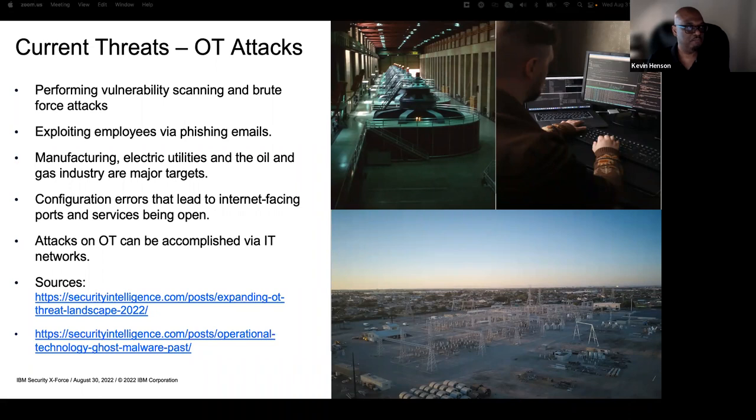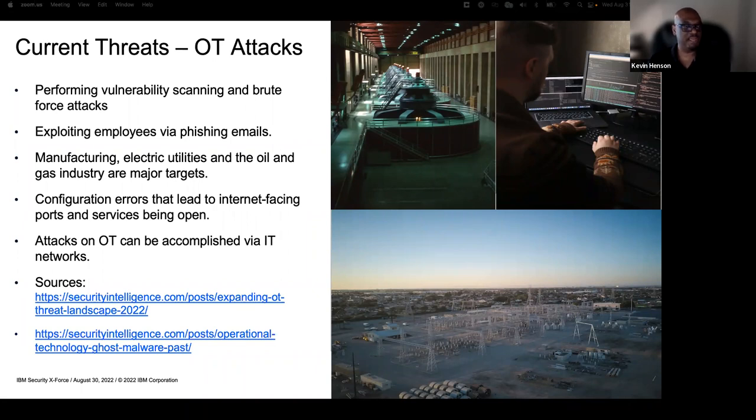OT is a big target, like I said before, with the critical infrastructure. Some of the threats to OT are that attackers are performing vulnerability scanning and brute force attacks. Another threat is that employees are being exploited via phishing emails. Phishing has always been a top initial vector because it's easy to send out spam to multiple victims and multiple companies. Manufacturing, electric utilities, and the oil and gas industries are major targets.